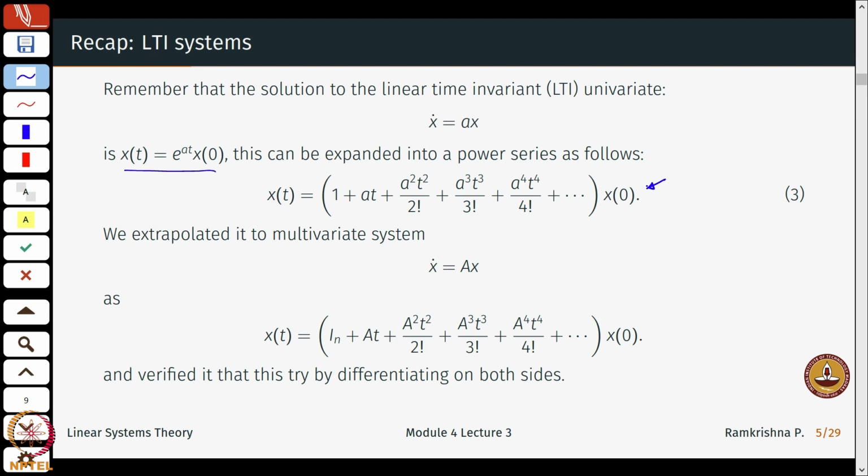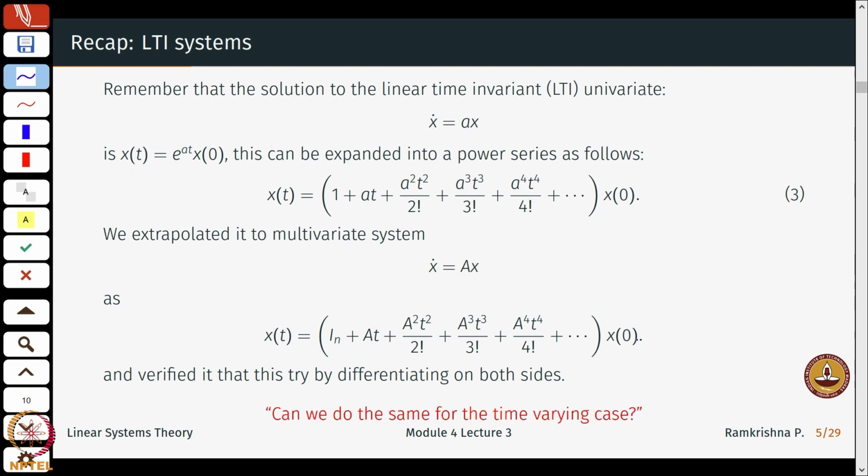In a very crude way, we just replace the small a with a capital A and things work out, and everything instead of being a scalar is now a vector and the 1 becomes an identity, and so on. Of course, we did not do it blindly. We verified that this was actually a solution to the vector differential equation, by verifying the initial condition and also that this solution satisfies the differential equation.